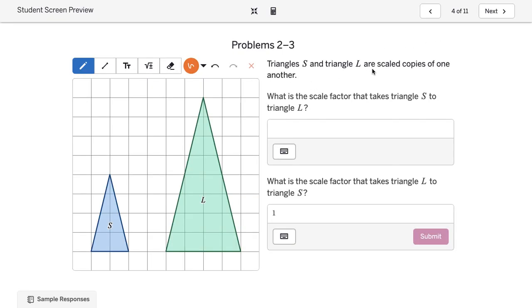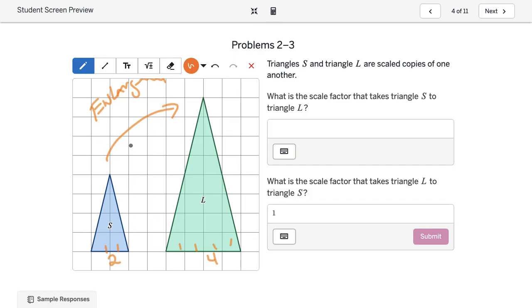Triangles S and R are scale copies of one another, so somebody did the job for us. So what was the scale factor that they used? Well, from S to L, that's our first question. From S to L, you notice that's an enlargement, right? We need some numbers. So let me use the bottom here because it's always the easiest. So the base is 2, and the base here is 4.